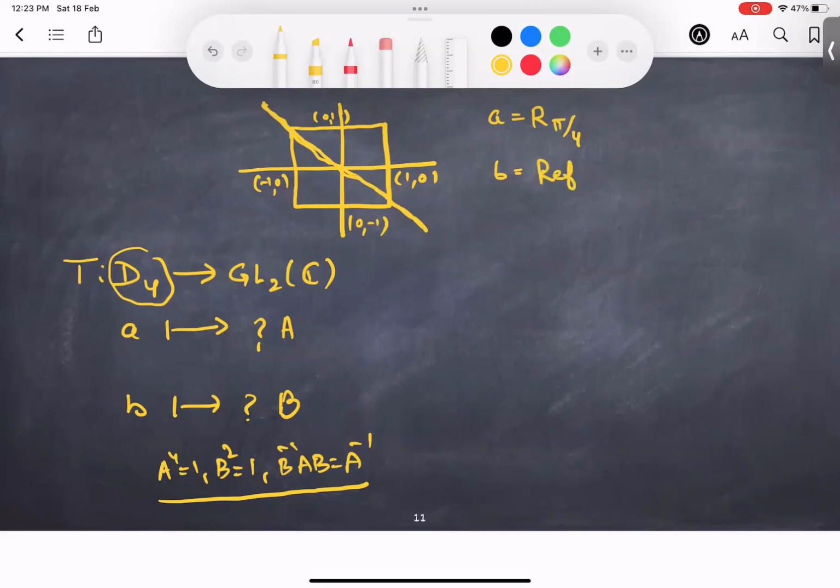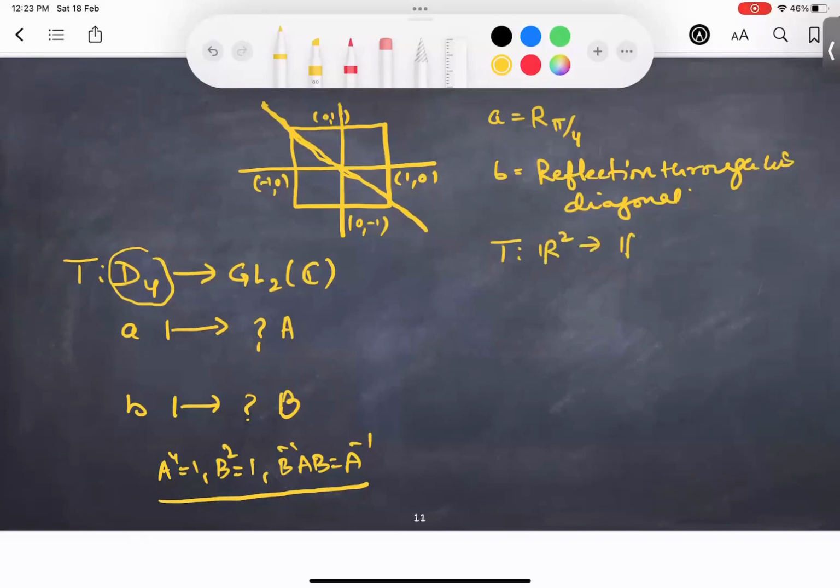Okay? Reflection through the diagonal. Now, if you look at a linear transformation from R2 to R2, you look at the linear transformation by rotation through angle pi by 2.